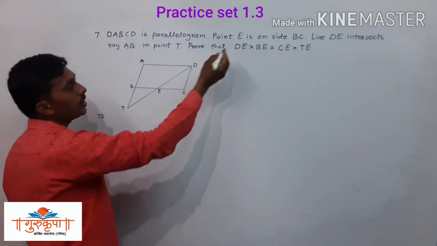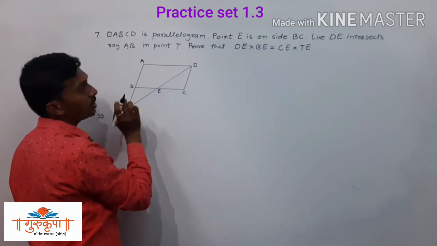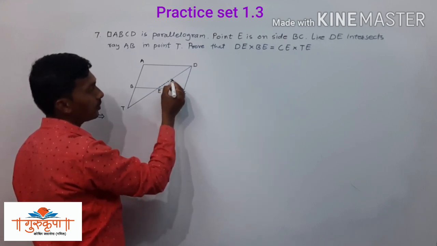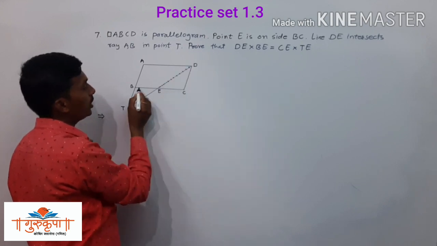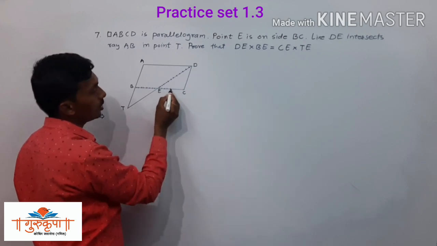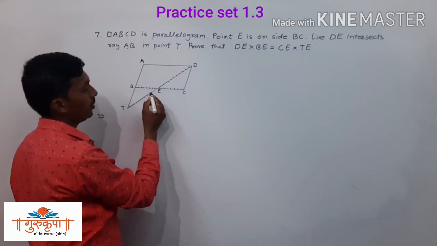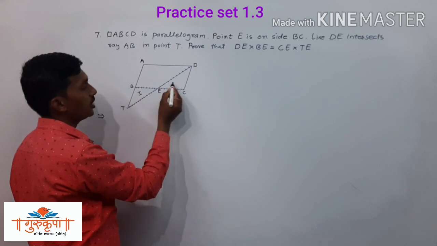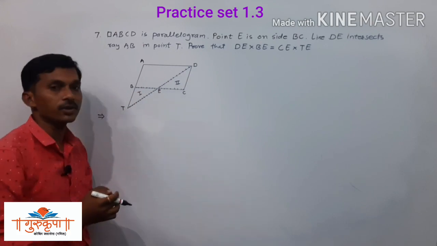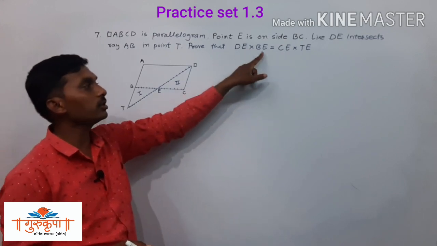Now here we have side DE, then side BE, then we have CE, and then we have TE. Now we get the two triangles. This is the first triangle and this is the second triangle. Now we have to show that these two triangles are similar to each other. Then we have to put their corresponding sides in proportion and we have to take the cross product.